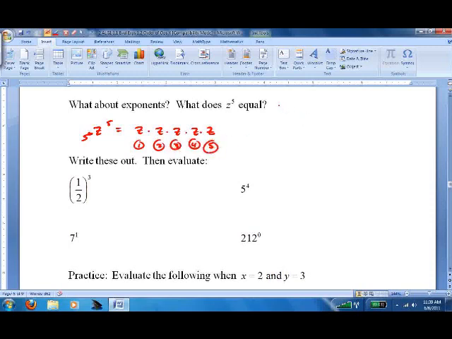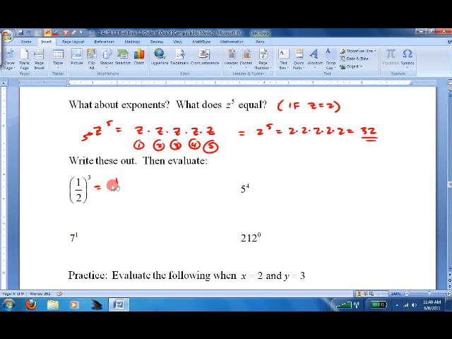So if we were to say if z equals 2, it would be the same as 2 to the fifth: 2 times 2 times 2 times 2 times 2. 4 times 4, 16 times 2 is 32. So write these out and evaluate.